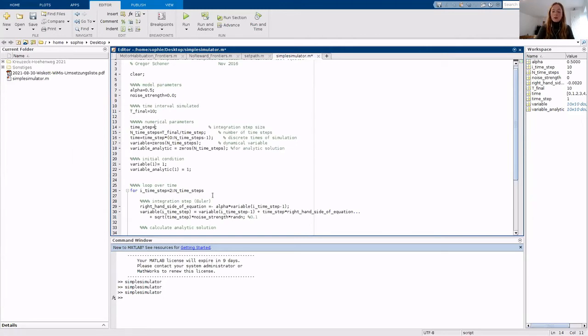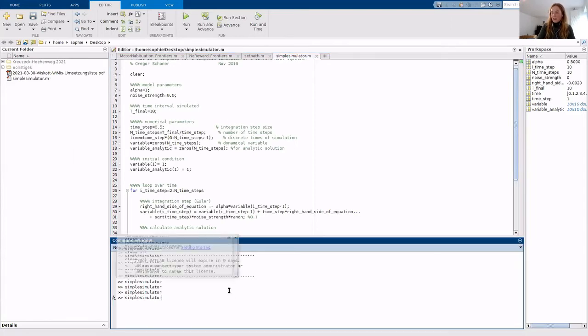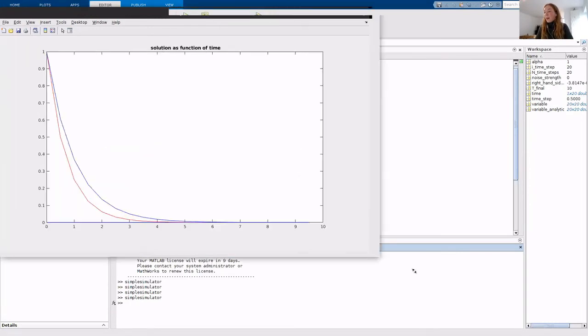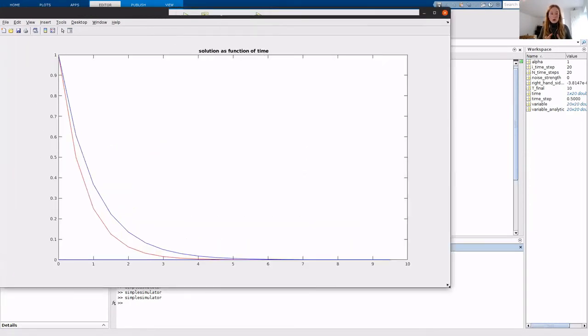Okay, but what we can also do is change the alpha. What happens when I change the alpha to higher values is that we have steeper decay. So the exponential decay is faster, so to say. And this makes it more complicated for the Euler step to approximate the function.